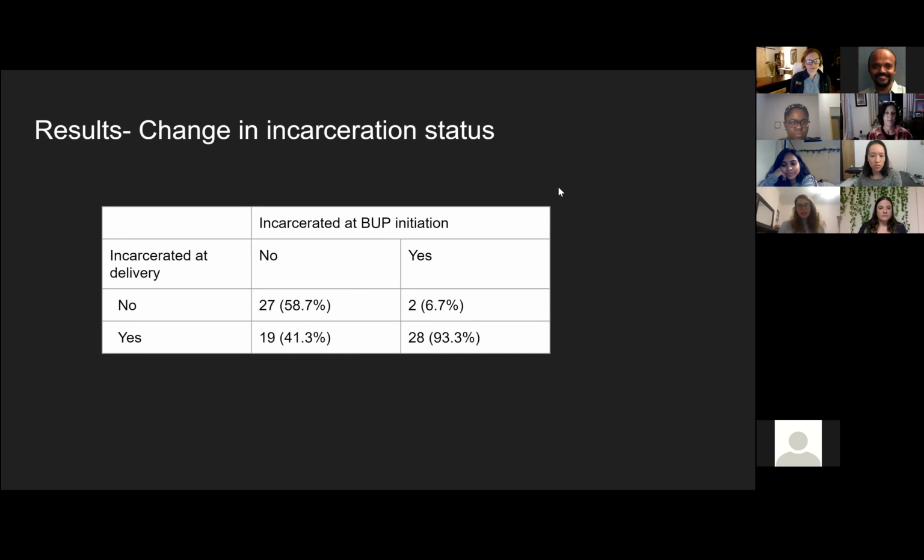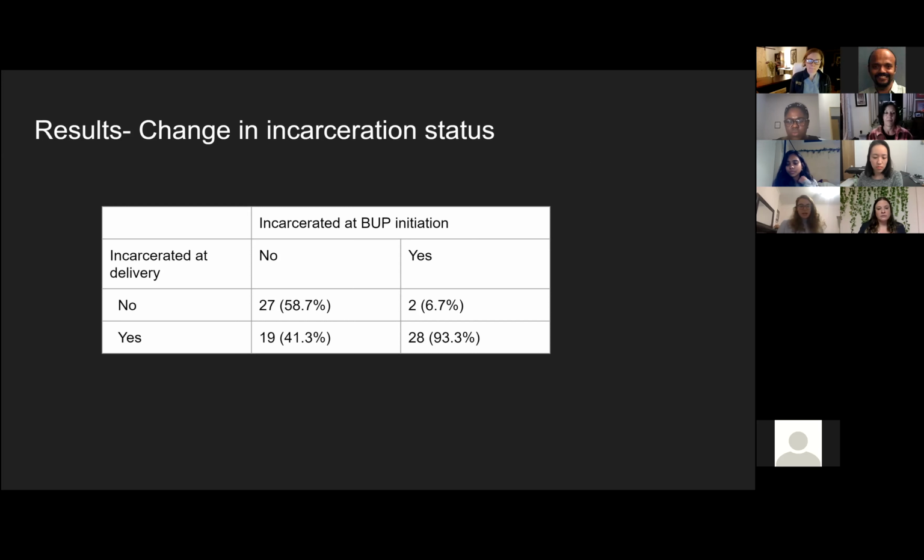And then I just got a little curious, so I poked around and looked at incarceration at buprenorphine initiation, how people moved in and out of incarceration. Those who started buprenorphine while incarcerated largely remained incarcerated at delivery. So 93% started incarcerated and remained incarcerated, but a lot of people moved from not being incarcerated to being incarcerated at delivery. So 41% of individuals who were not incarcerated at buprenorphine initiation actually became incarcerated and had their delivery during that time of incarceration.